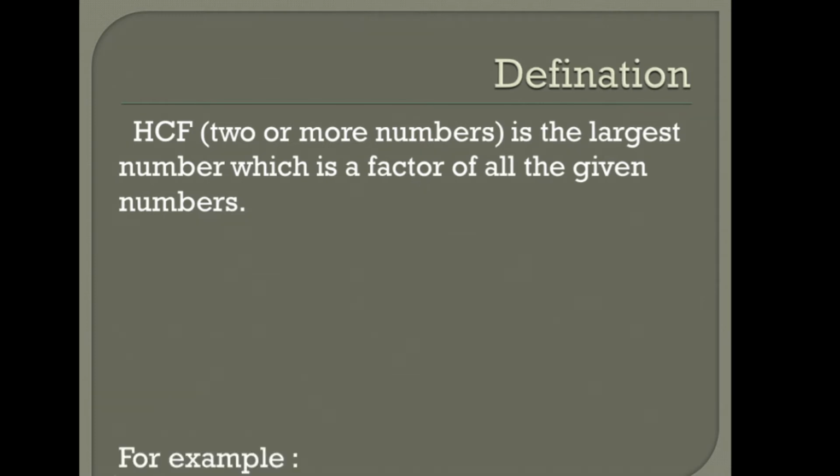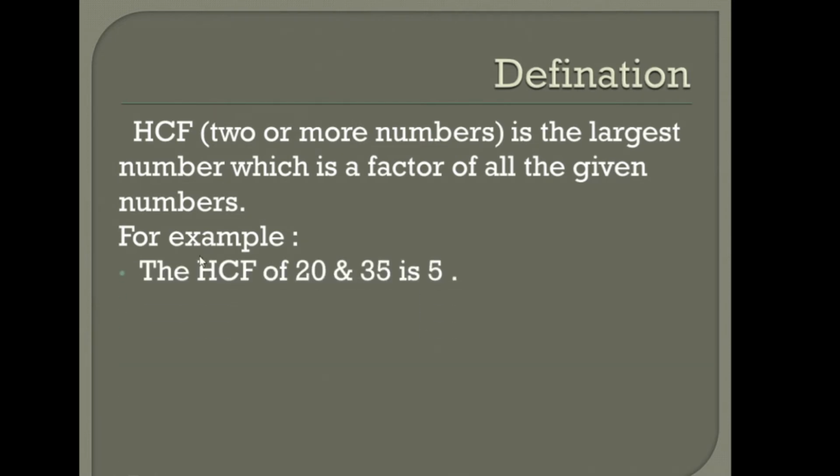Okay, let's have a look. There are certain examples. The first one says the HCF of 20 and 35. Two numbers have been taken, 20 and 35. It says the HCF for 20 and 35 is 5. Now, just check: 20 is divisible by 5, yes, and 35 is divisible by 5. So the common factor for 20 and 35 is 5.